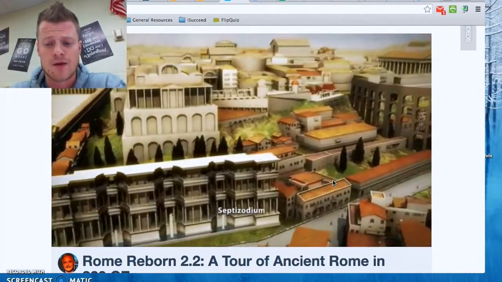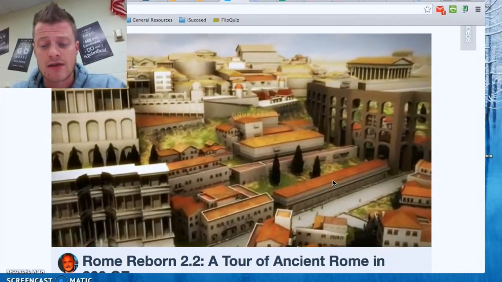Okay? A few other things coming up here that I do want to point out, and this is the aqueduct.